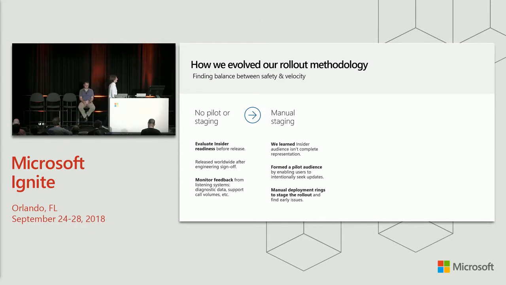We knew that we needed to form a pilot audience, and so we enabled what we call seekers. Instead of us selecting and monitoring the set of feedback that came in from the insiders, who opted in, we enabled anyone during a certain time to go in and just check for updates. And anybody who intentionally chose to check for updates helped us bootstrap the process and helped us learn, figure it out before others who it just came down on a schedule.